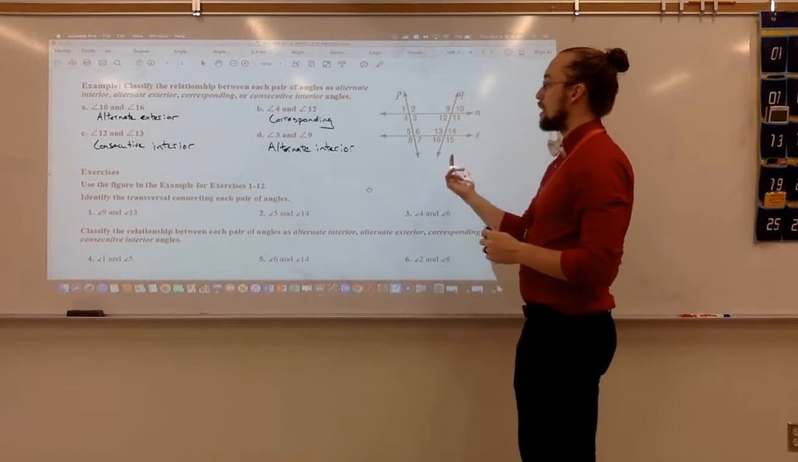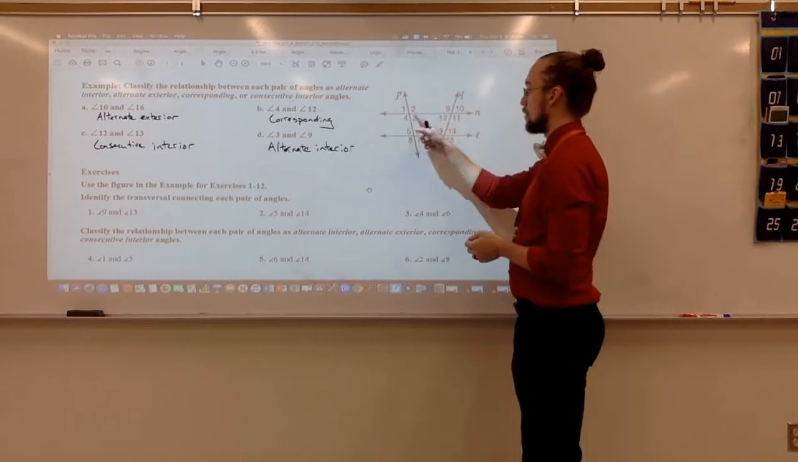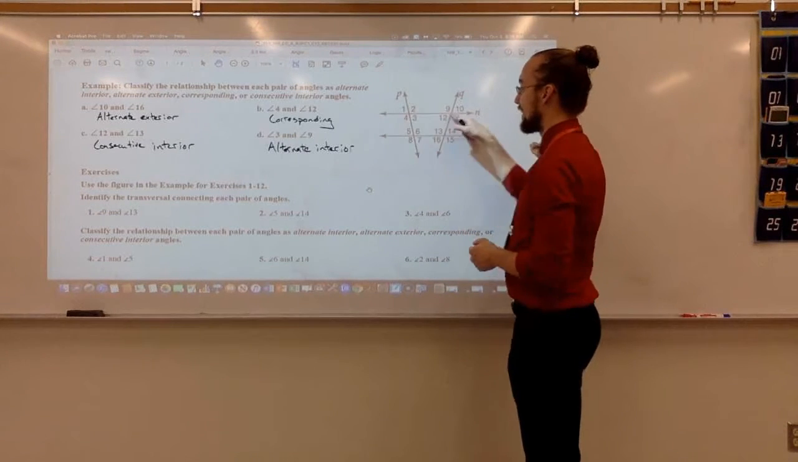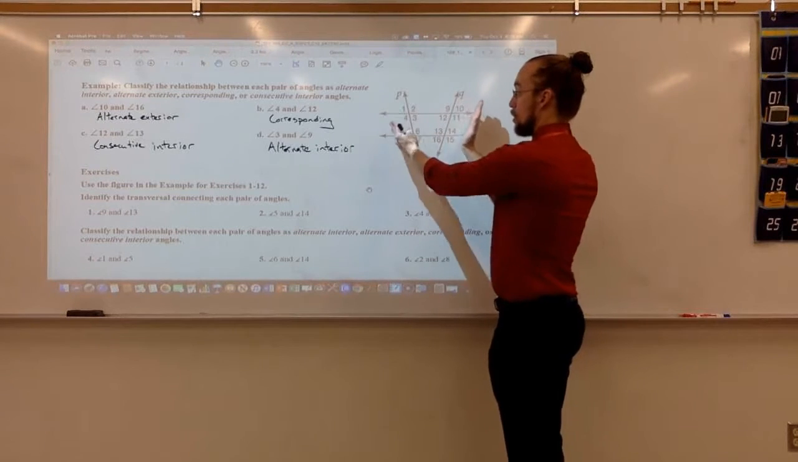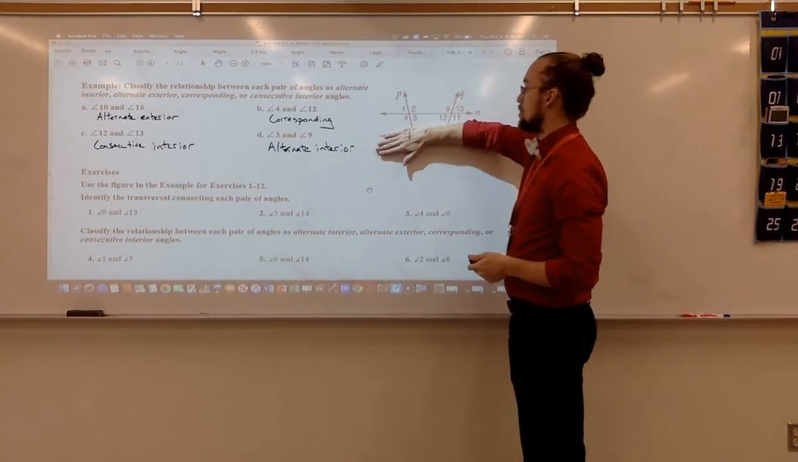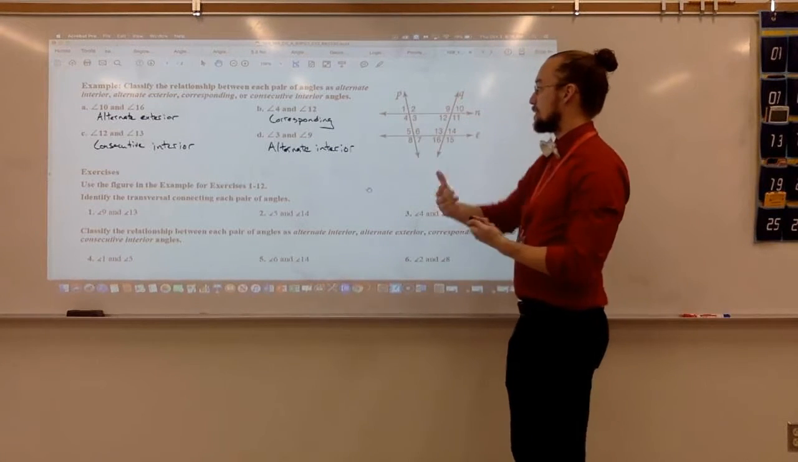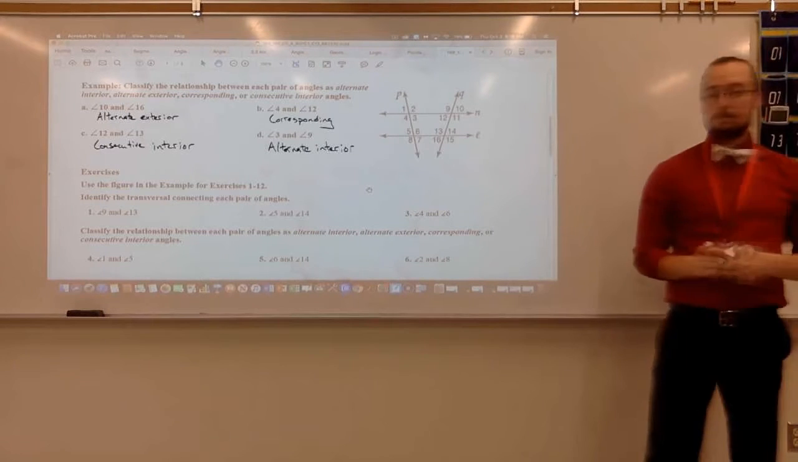Well, you just have to identify which part of the diagram you're looking at, right? So 3 and 9 are here. I'm not worried about line L at all. So they're both on the inside of these two lines, right? It all comes down to just identifying what part of the diagram we look at.